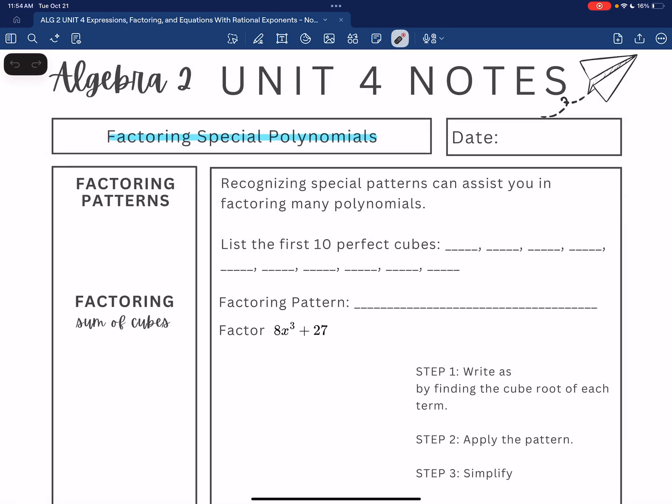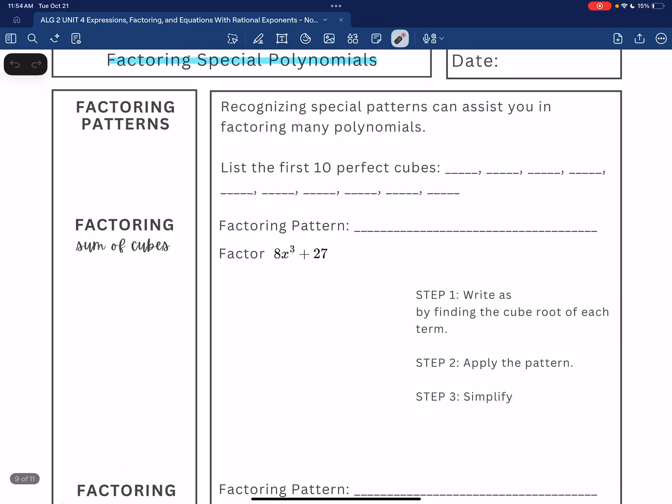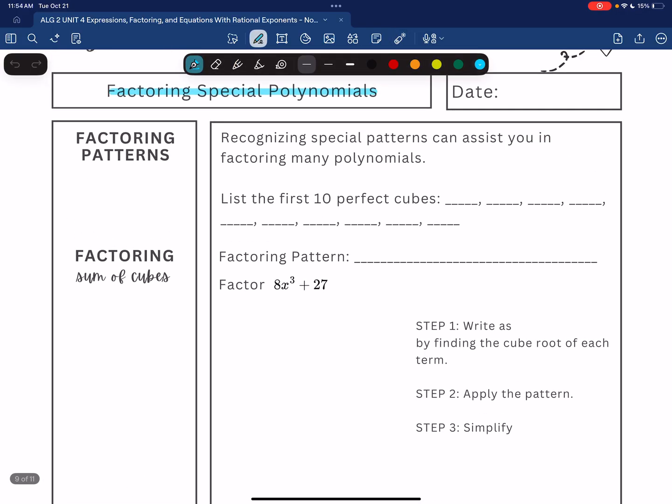What we're really looking at is recognizing special patterns that can assist you in factoring many polynomials. If we can recognize the pattern, then we'll be able to factor our sum of cubes and our difference of cubes. And so to get started, I would love for us to begin by listing the first 10 perfect cubes. You need to know your perfect cubes to be able to recognize that, oh, this is potentially a sum or a difference of cubes.